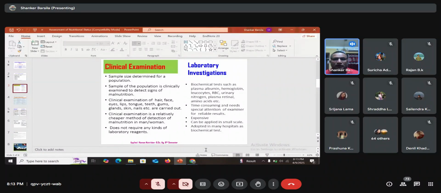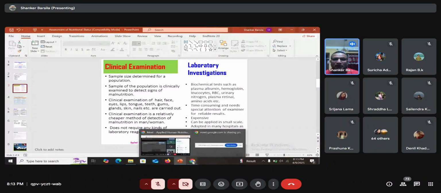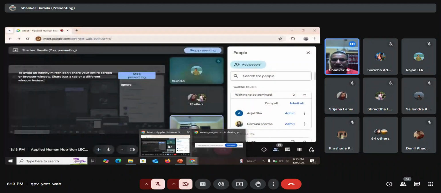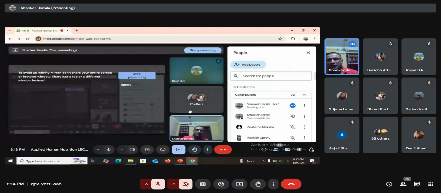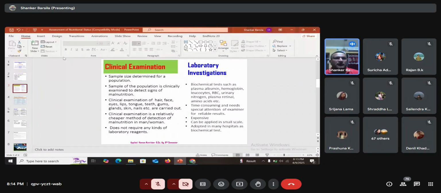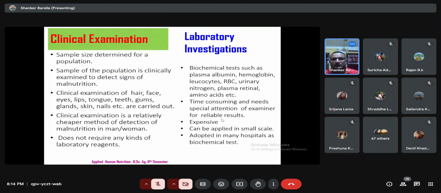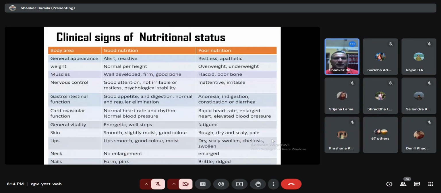Okay, so clinical examination you can do anywhere, but the laboratory investigations would only be performed in sophisticated labs or in hospitals. So then let's go to the next. Based on the clinical or the nutritional status and the biochemical tests, you can identify whether the person is under good or poor nutrition status.